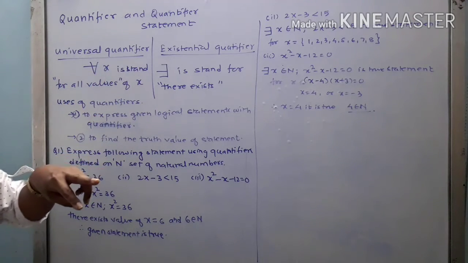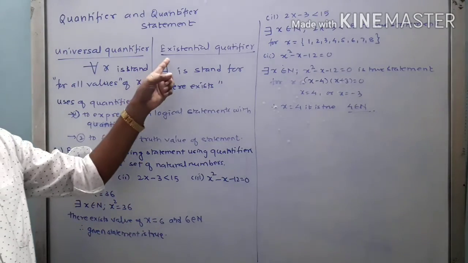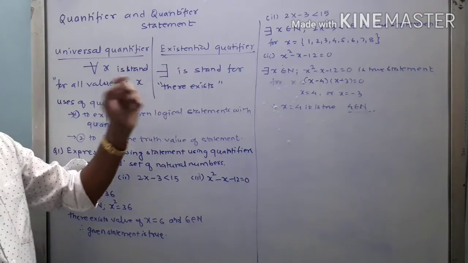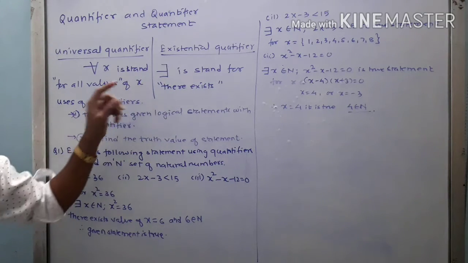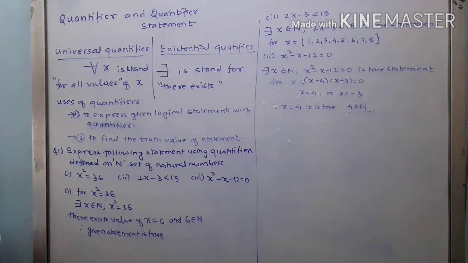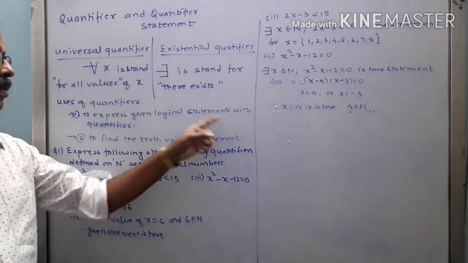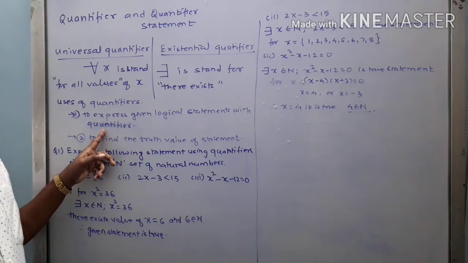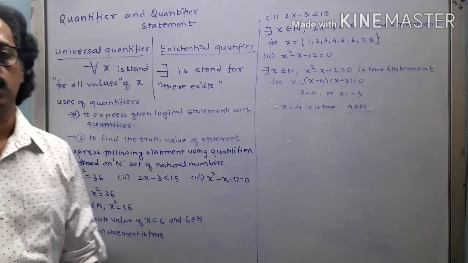Another quantifier we are going to use today is the existential. The meaning of existential is there exists. Now these are the two: for all values of x, and there exists. So let us see what their uses are. The first use is to express the given logical statement with the quantifier. And the second is to find the truth value of the given statement.